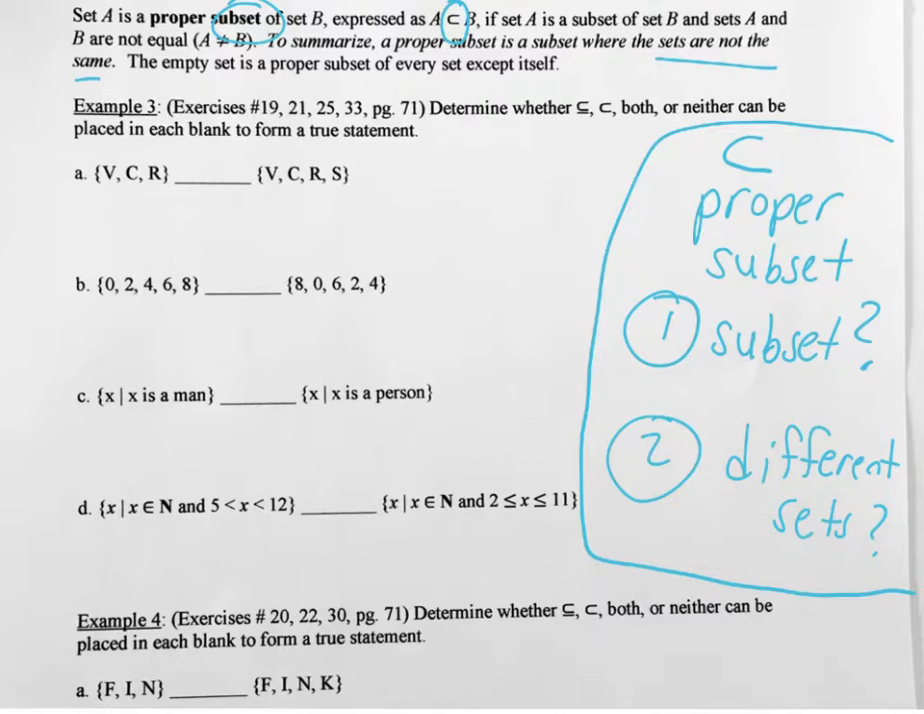So they're going to ask us for both subset and proper subset in this one. If I look at example 3, the directions for A through D say determine whether it's a subset, because it has the little equals line below the C, if it's a proper subset, where they take away the equals bar, if it's both, meaning both a subset and a proper subset, or neither, can be placed in each blank to form a true statement. So is it subset, proper, both, or none of the above?